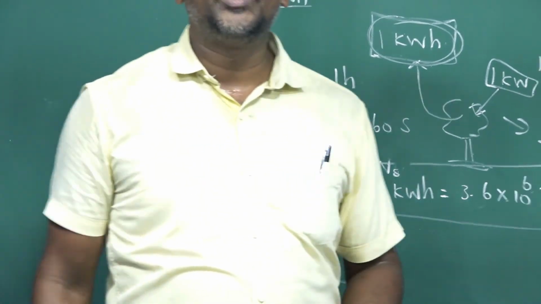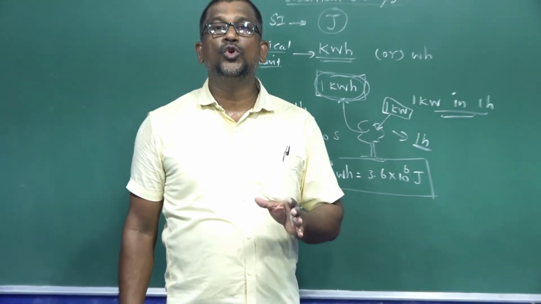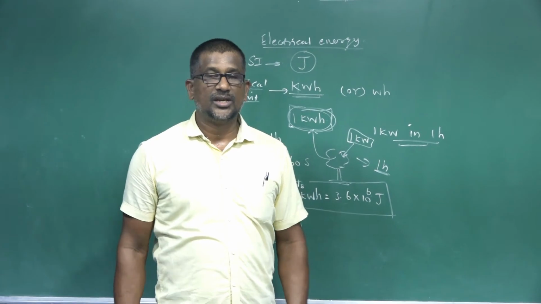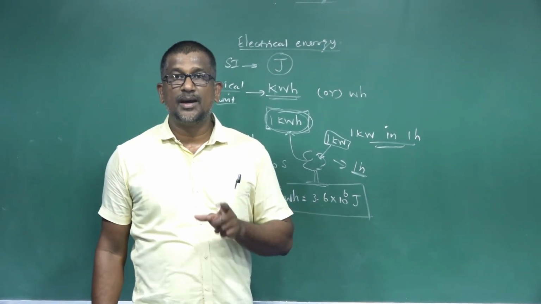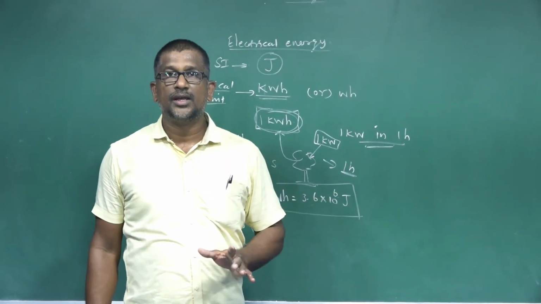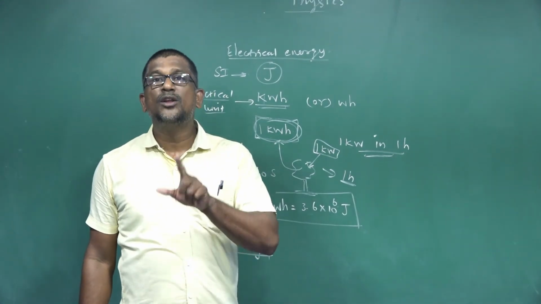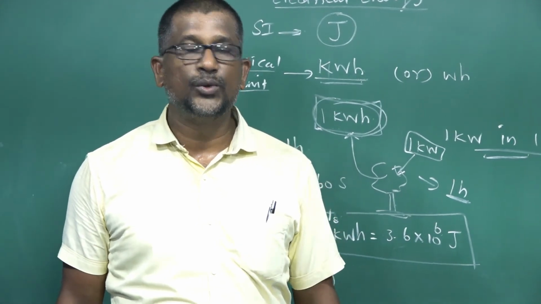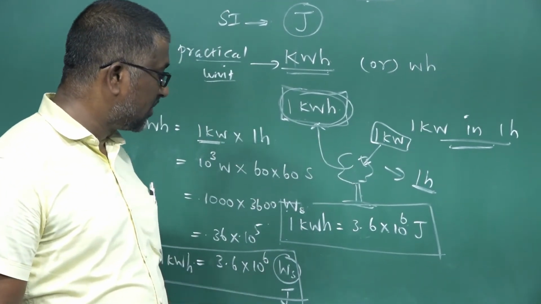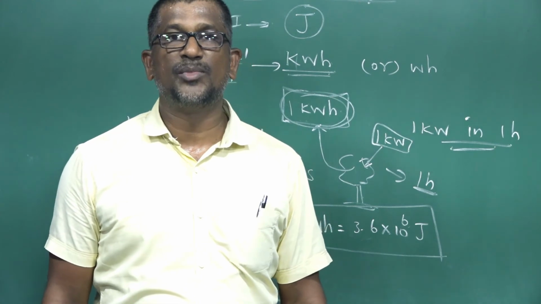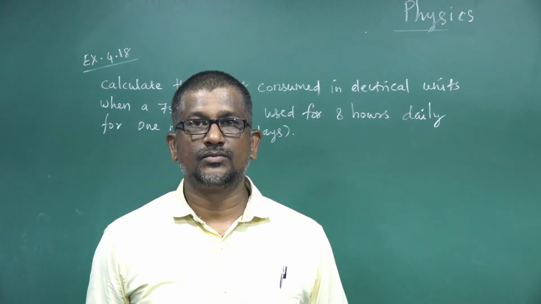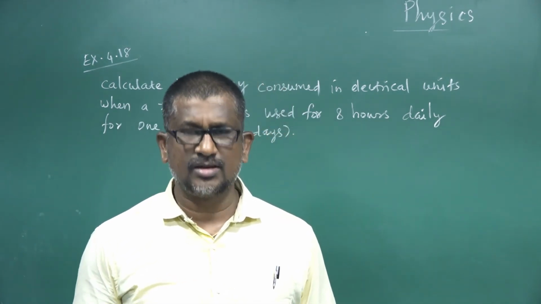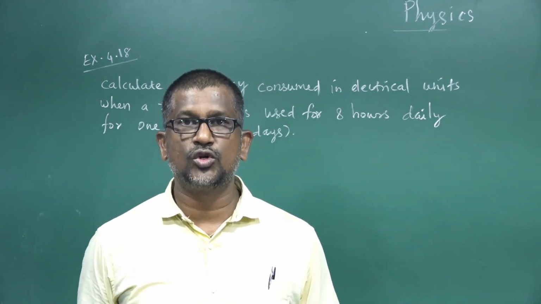So electrical energy means the capacity to do electrical work. The capacity to do electrical work is called electrical energy. The electrical energy consumed by the appliances is said to be 1 kilowatt hour if it consumes 1 kilowatt of power in 1 hour. 1 kilowatt hour equivalent to joule value is 3.6 into 10 power plus 6 joule. Based on power region, some problems are given in our textbook.